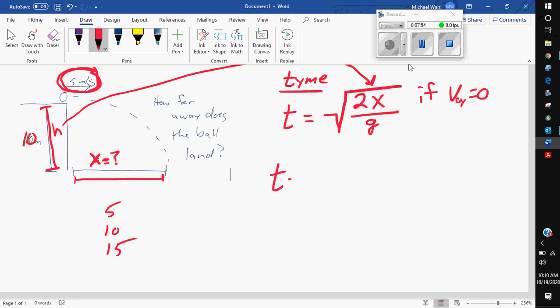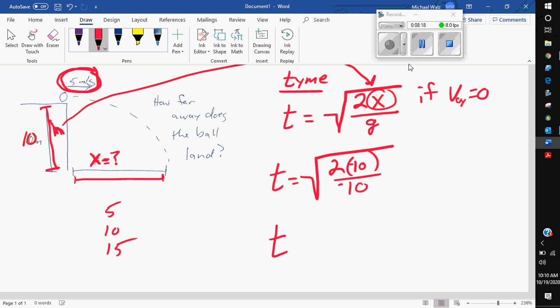So the math looks like this. 2 times 10, because keep in mind, x is just the height that something's being dropped from. 2 times 10 divided by little g, which it could be 10 or negative 10. If it's negative 10, then this would be negative here too. So at this point, it doesn't matter that much.